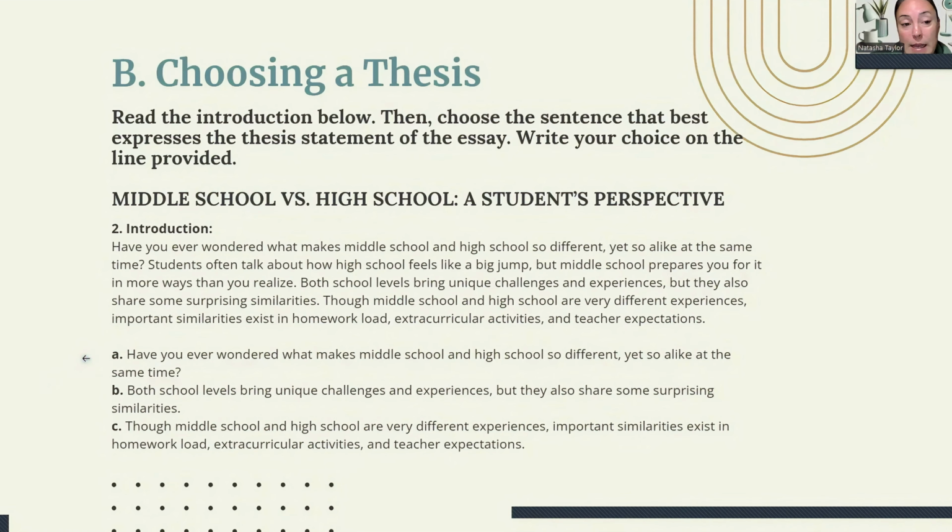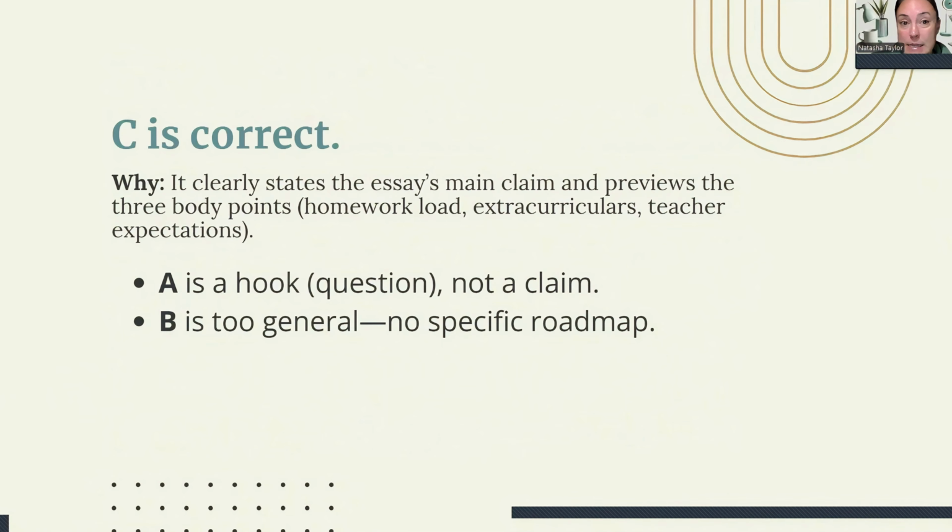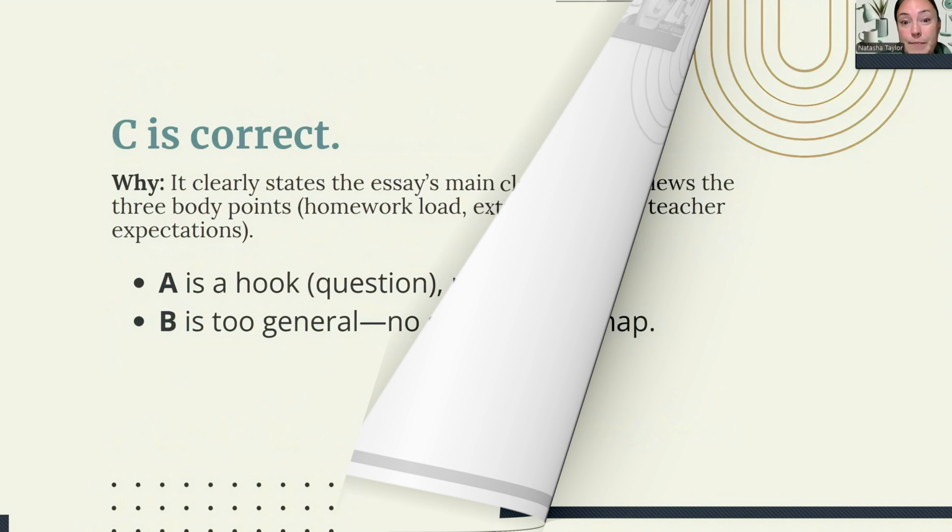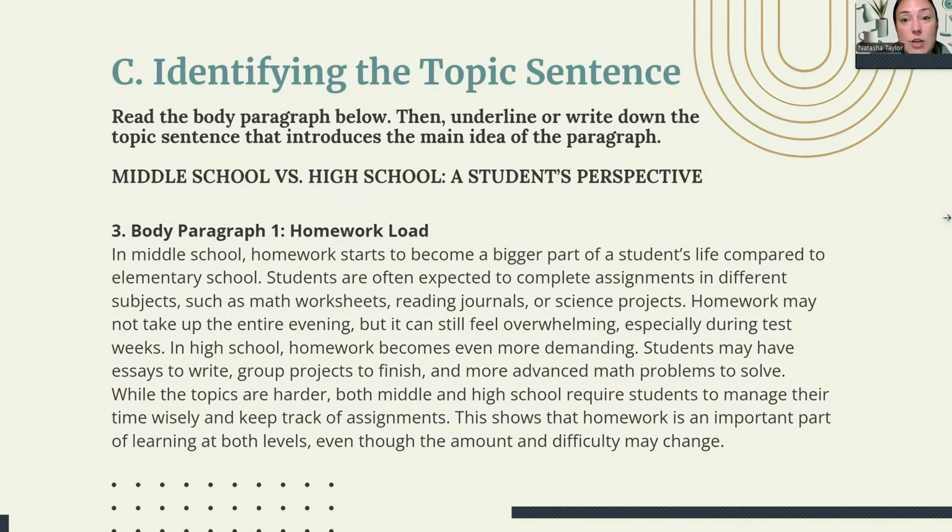The other options that people may have written, where they would not have been correct, would be A. Have you ever wondered what makes middle school and high school so different yet so alike at the same time? And B, both school levels bring unique challenges and experiences, but they also share some surprising similarities. Well, C is correct because it clearly states the essay's main claim, and it previews the 3 points: homework load, extracurricular, and teacher expectations in it. A is a hook, so it's a question, it's not a claim, and B is too general. There's no specific roadmap.